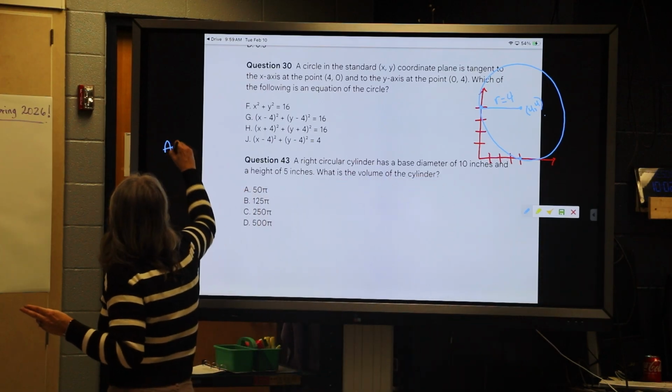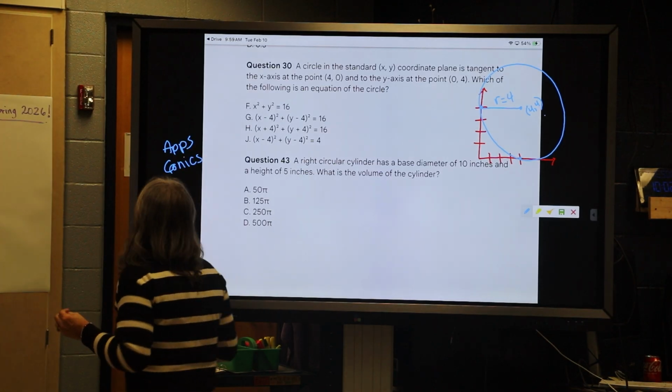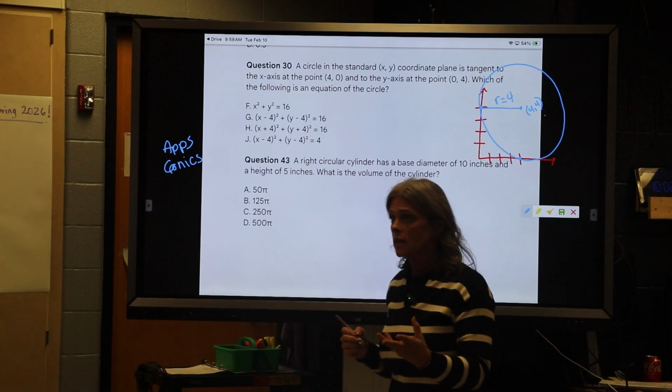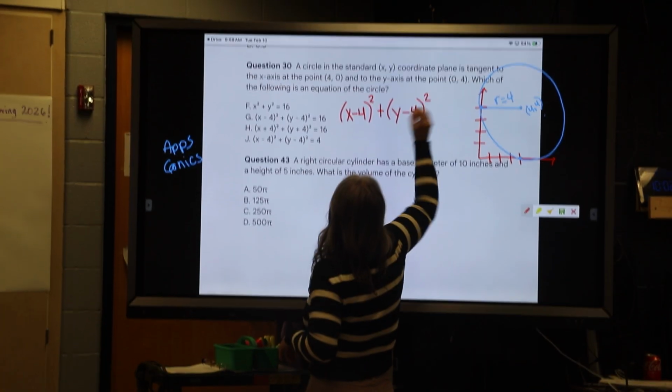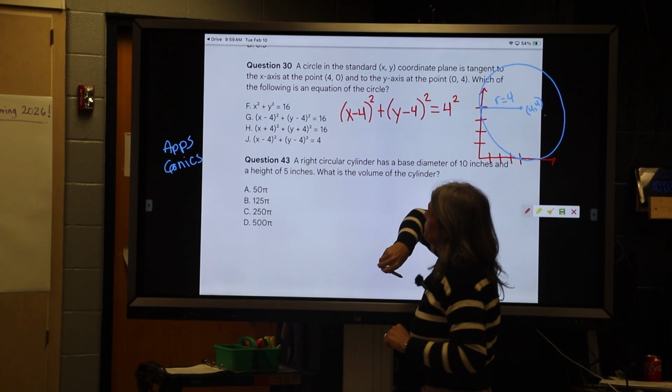So apps, conics. Okay, and then you'll pick the format that looks like it. There's two different formats sitting in there. Squared equals 4 squared, okay?